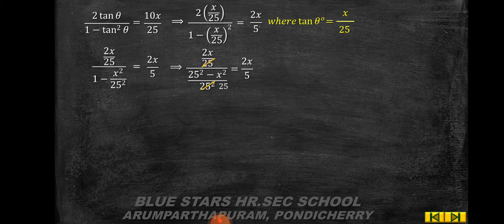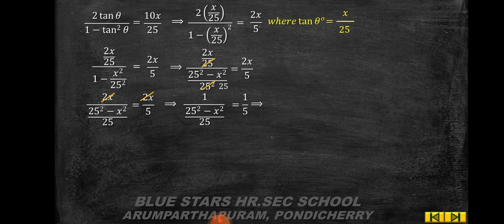So 25 square gets cancelled, you get remaining 125. So 2x divided by 25 square minus x square divided by 25, which is equal to 2x divided by 5, which implies 2x gets cancelled in the numerator. So you get 1 divided by 25 square minus x square divided by 25, which is equal to 1 by 5. Which implies 25 divided by 25 square minus x square, which is equal to 1 by 5.